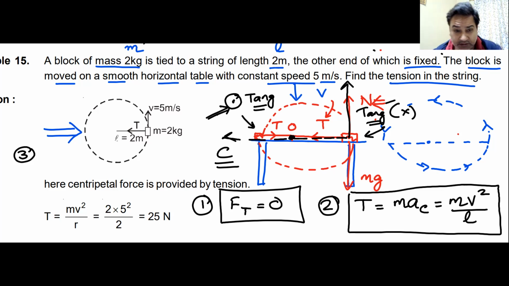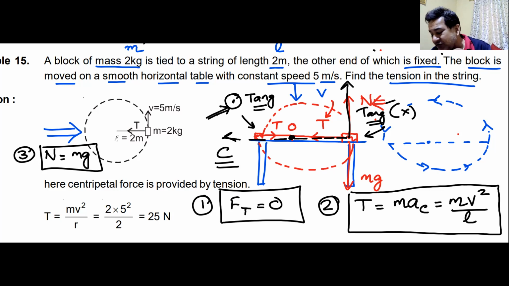The third equation is, in the upward direction we have N, in the downward direction we have mg. The forces should balance in the perpendicular direction. That is what I said. Here the upward force is N, the downward force is mg, and N will be equal to mg. That is how they will balance each other, and my net force in the perpendicular direction is equal to 0. Upward force will be equal to the downward force.